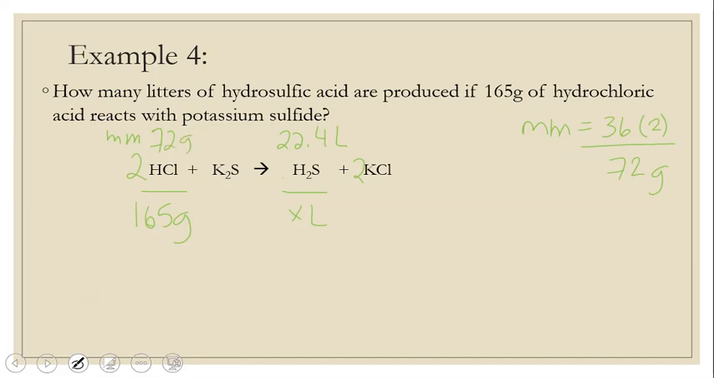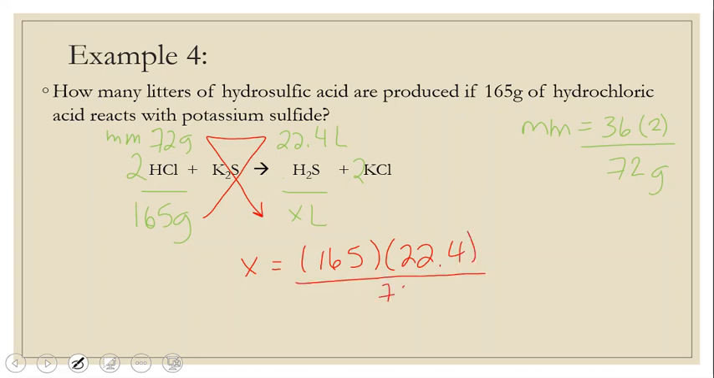Okay, cross multiplication. And 165 times 22.4 divided by 72. It is 51.3 liters of hydrosulfuric acid. And that's it.